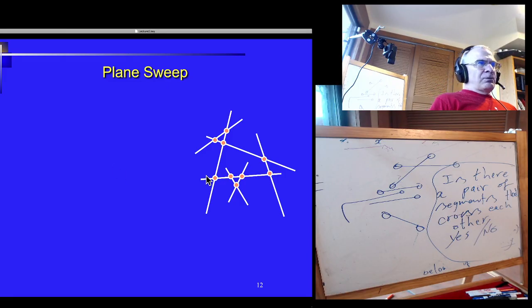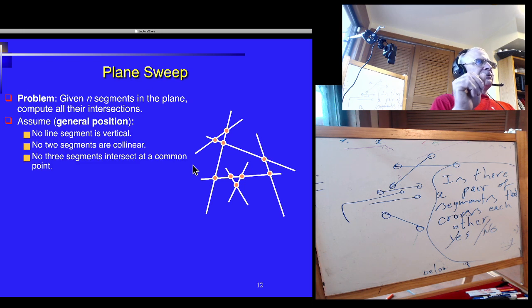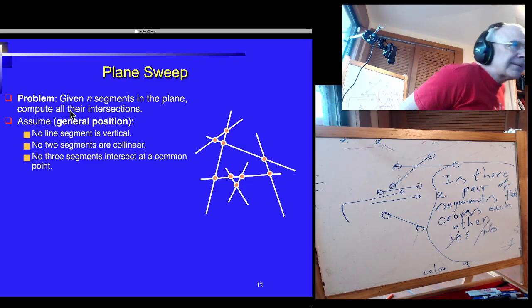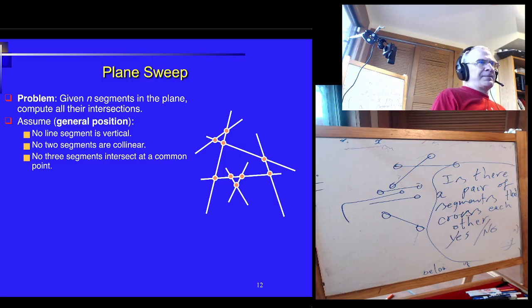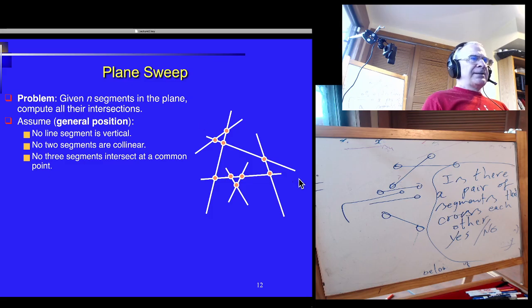And as we'll see, the other application will be to find all the intersection points or all the pairs that cross each other. That is, tell me exactly where all the intersection points are. That would be a generalization of the very same question. And let's see how it is done.